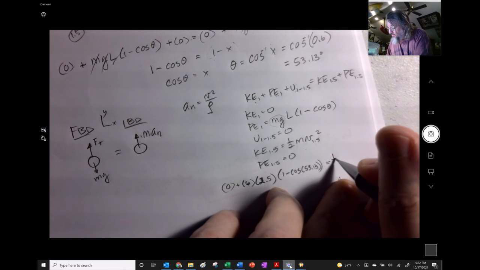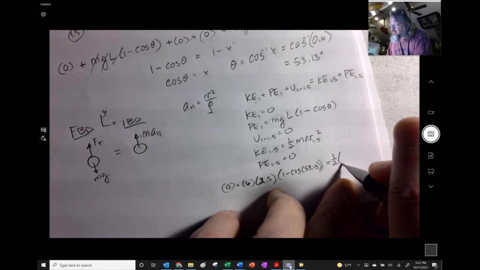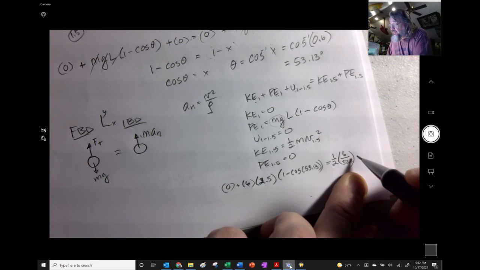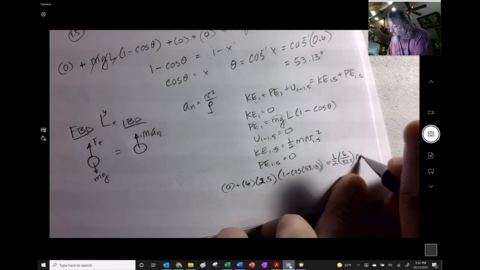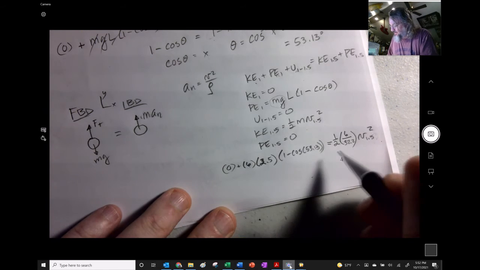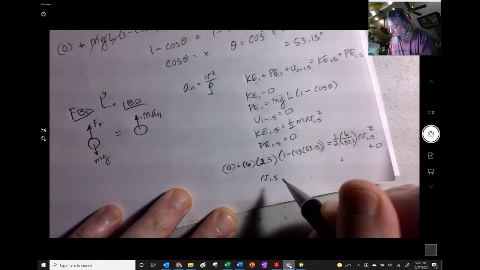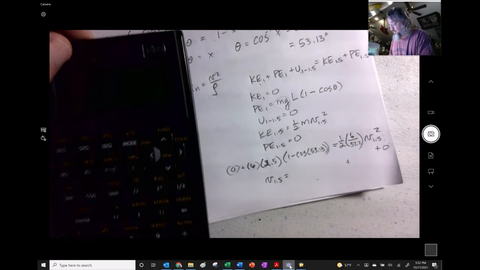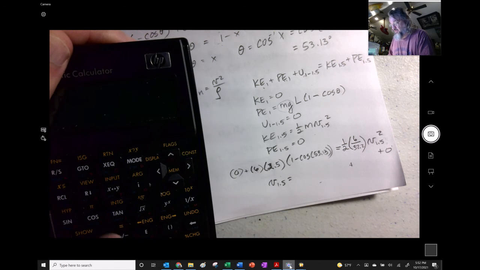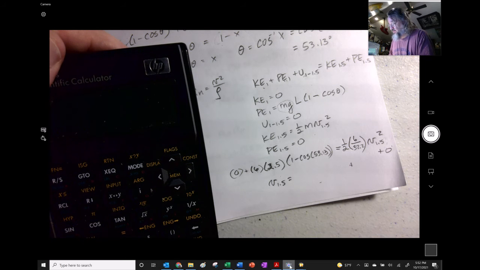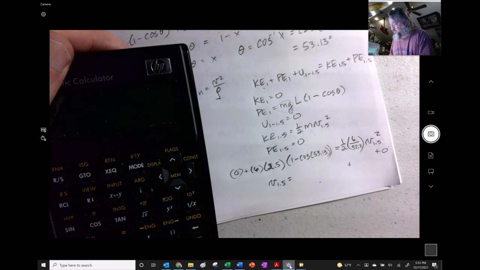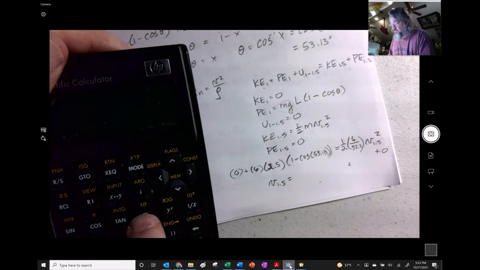It's going to be equal to 1/2 m, which I know is going to be 6 divided by 32.2, right in there. And notice that 6 is going to actually cancel out over there. And now we have v 1.5 squared. That 1.5 is not squared, that is squared. And then plus 0. So I could find my v 1.5. It's going to be 6 times 2.5, times 1 minus the cosine of 53.13, which is 0.4, times that, and then multiply that by 2, divide by 6, multiply by 32.2, and then take the square root of it.